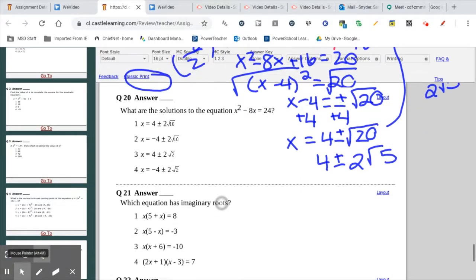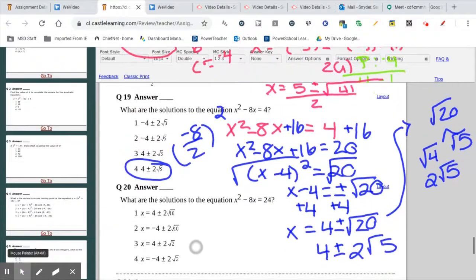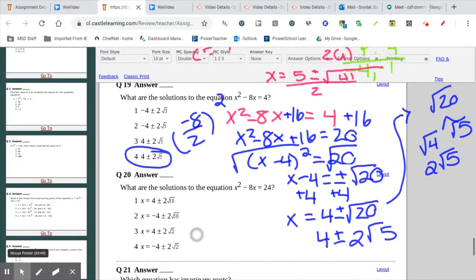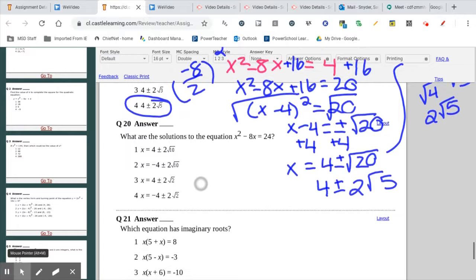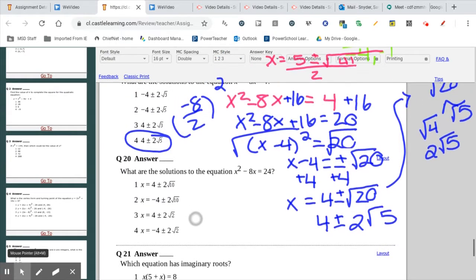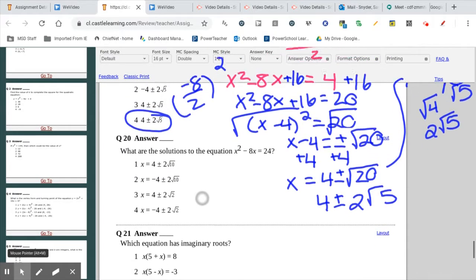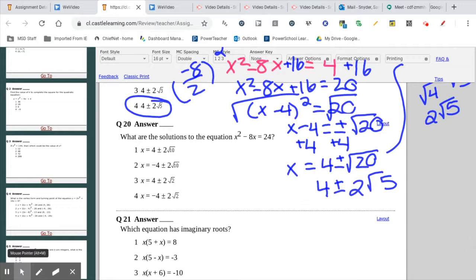Okay, moving along, we have number 20, which is very similar to question number 19. So really, you're just going to go about that exact same process, and your answer is 1.